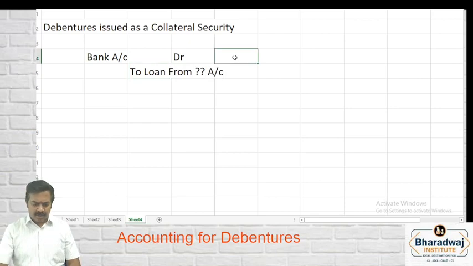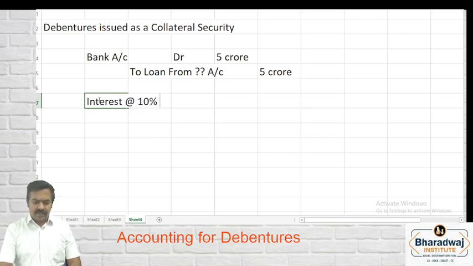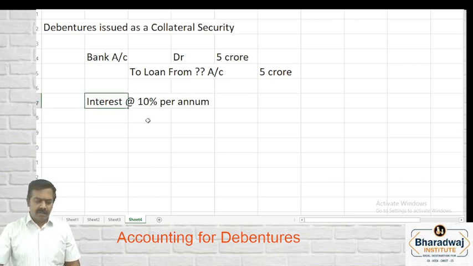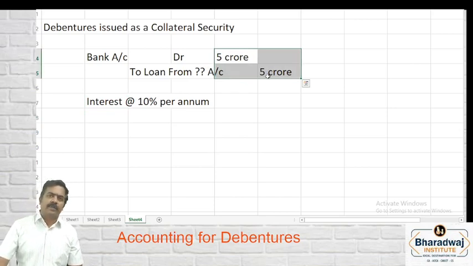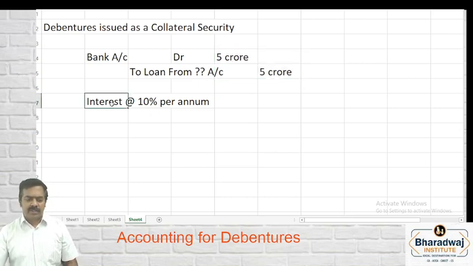Let us see, I borrowed 5 crore from her. And I promise that I will pay interest at the rate of 10% per annum. I will pay every year an interest of how much? 10%. Which means at the first year end how much interest do I have to pay? 5 crore into 10%, how much should I pay her as interest? 50 lakhs.